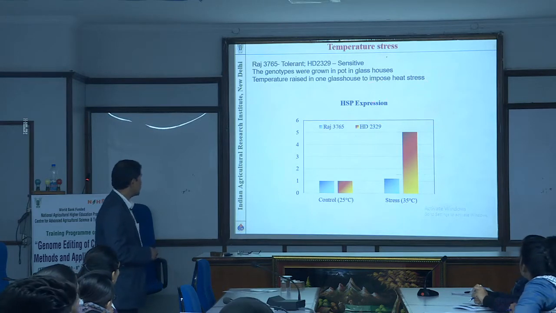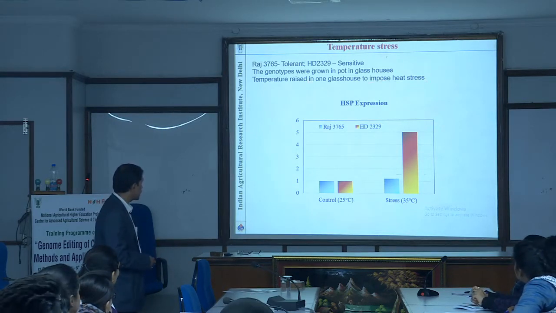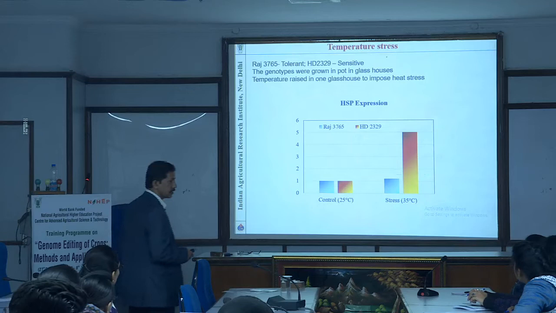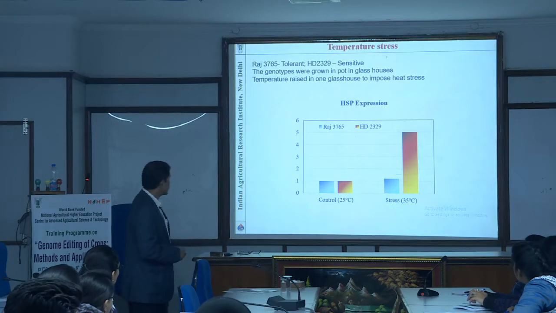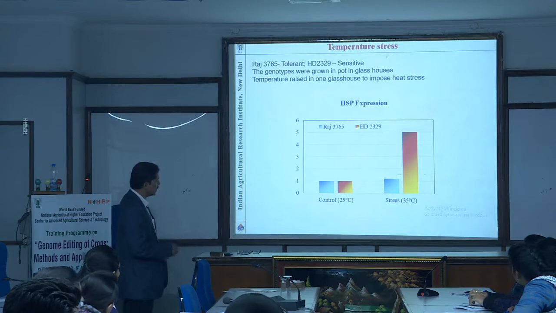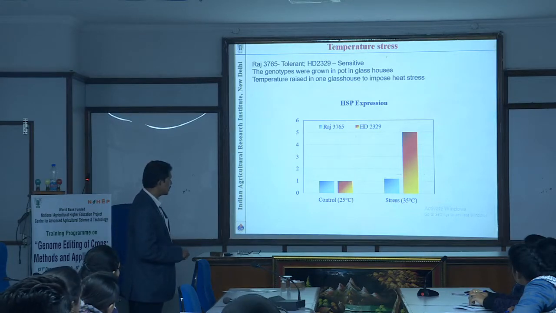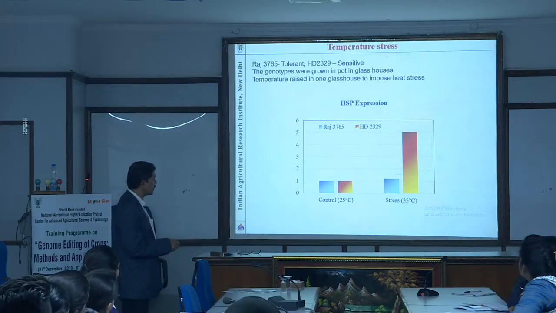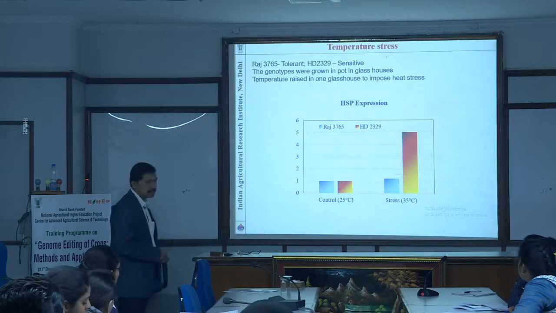So this is a hypothetical experiment I have given. The heat shock protein expression is, say, strongly associated with the tolerance of the genotype. So this is a genotype of wheat which is highly tolerant to heat stress. This is another genotype which is sensitive to high temperature stress. When the experiment was conducted and the HSP expression was studied under the stress condition, they found that the expression of HSP was strongly induced in HD2329, but not in case of 3765.